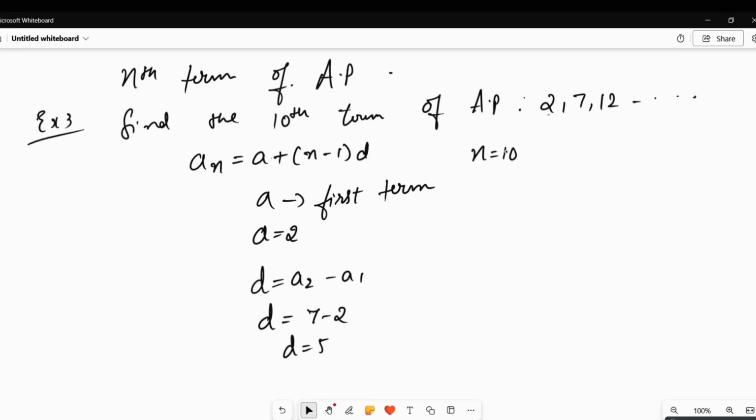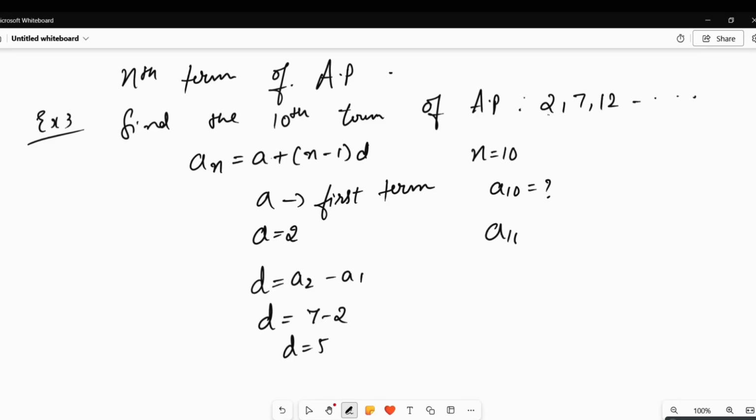Clear? Now AN means you have to find for N equal to 10. That means you are trying to find the 10th term. Again I repeat, AN is equal to A plus N minus 1 into D. We use this formula to find any term which we want to find in the AP. A is the first term, D is the common difference, that is A2 minus A1, and N will indicate which term you want to calculate. Here N is the 10th term I want to find. So N is equal to 10.